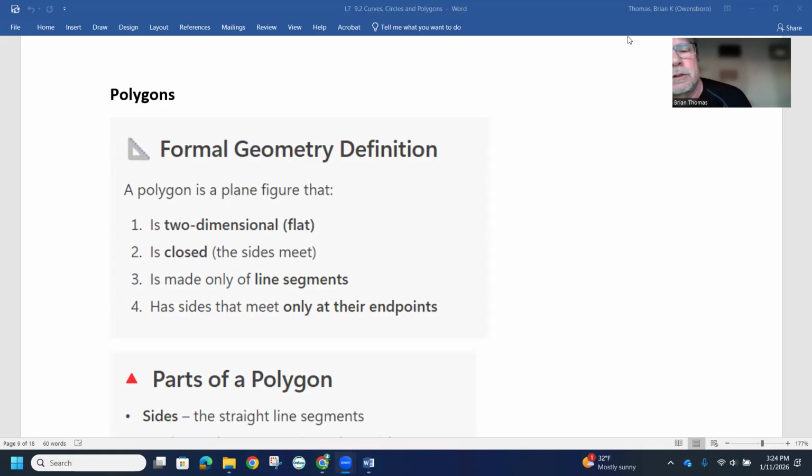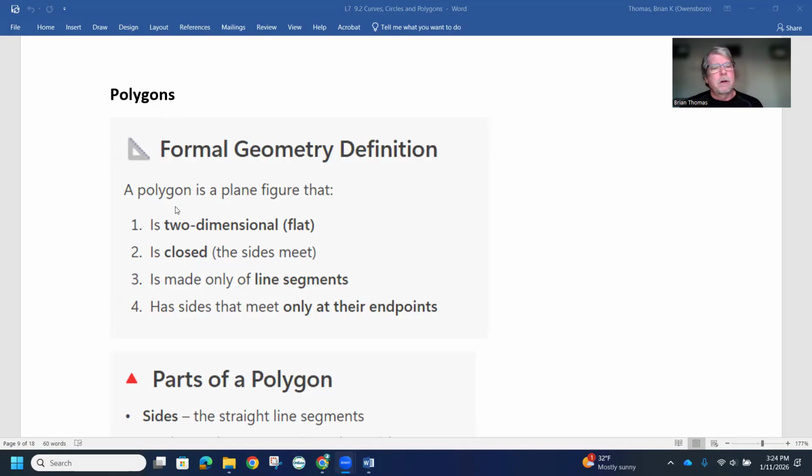As we move further into geometry, we move into what we call polygons. So a polygon, the word poly kind of means many. Gon kind of implies sides. So we're talking about something with many sides. So there's a variety of polygons.